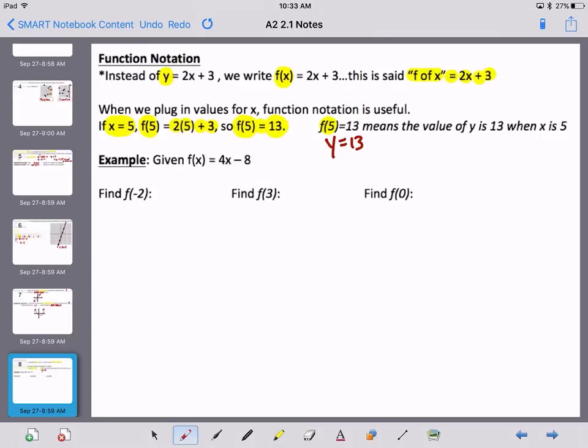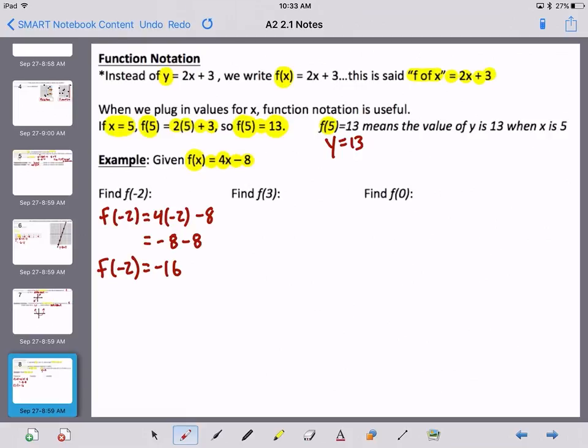So let's practice using that in a couple of examples. We're going to say f of x equals 4x minus 8. So let's evaluate that when x is negative 2. F of negative 2, we need to replace all of the x's in the function with negative 2. So we'll have 4 times negative 2 minus 8, which is negative 8 minus 8, and that's going to give us negative 16. So for this function, f of negative 2 equals negative 16.